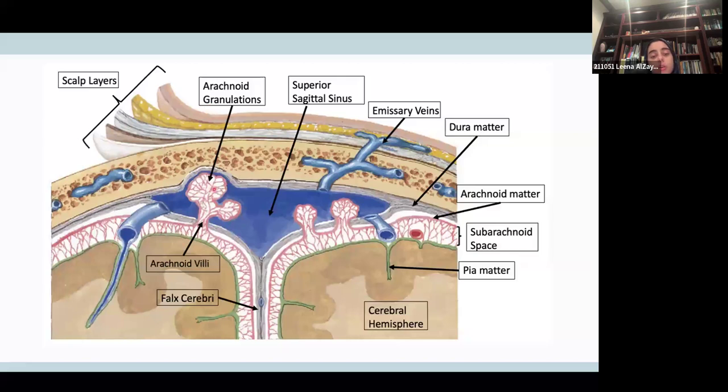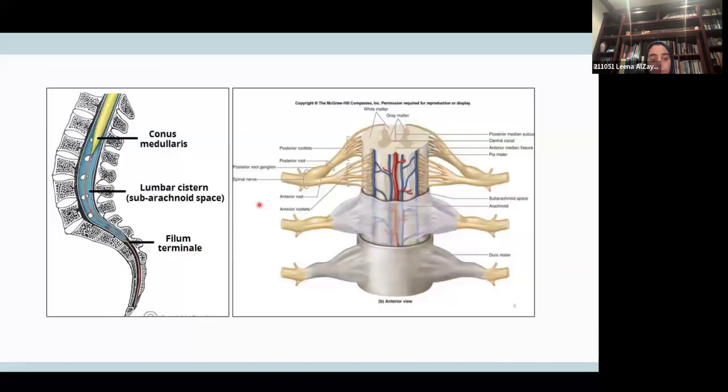These are the arachnoid granulations that actually send the subarachnoid space CSF back and drain it to the venous system. And if there's any issue with the granulation where it's blocked, you would have hydrocephalus because it wouldn't get drained. This is a reminder of the conus medullaris and the subarachnoid space over here for a lumbar puncture at L3, L4, and the filum terminale here where there's actually no CSF, so it's no use.